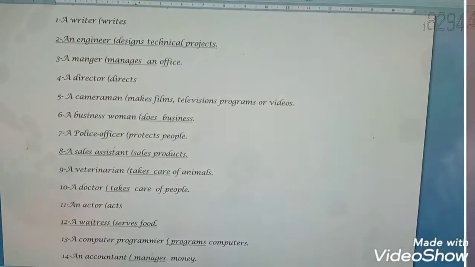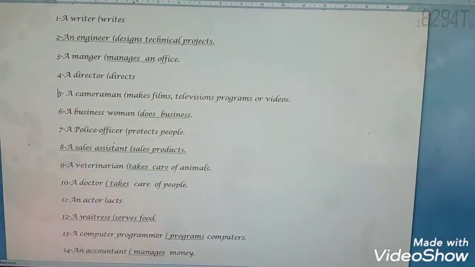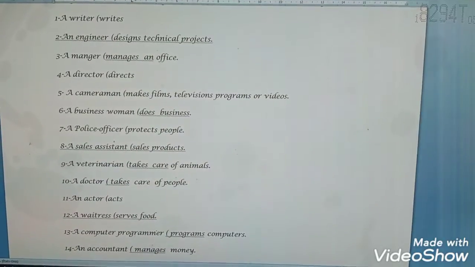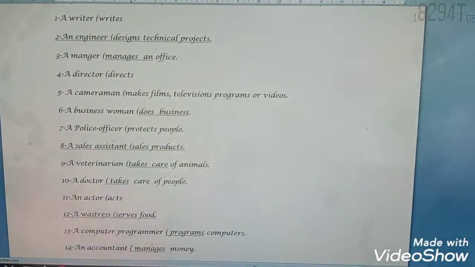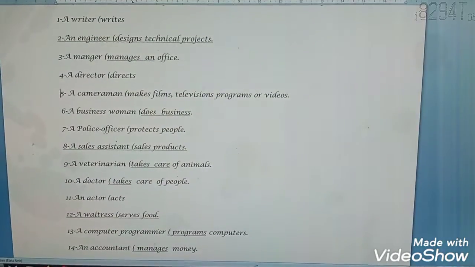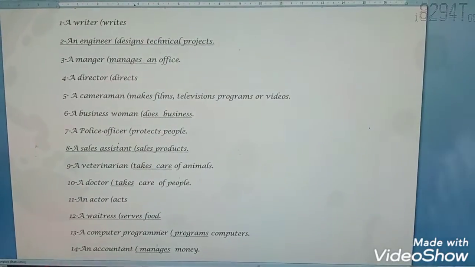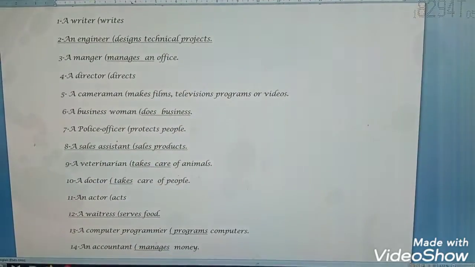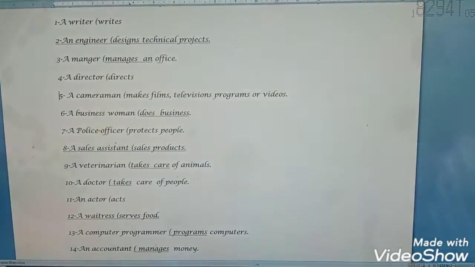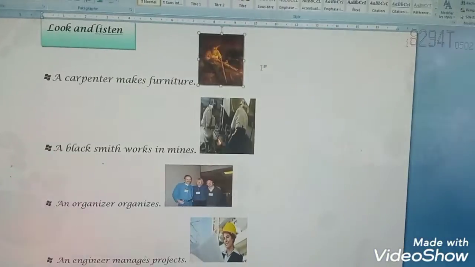So this is the answer. A writer writes, an engineer designs, a manager manages, a director directs, a cameraman makes, a businesswoman does, a police officer protects, a sales assistant sells, a veterinarian takes, a doctor takes, an actor acts, a waitress serves, a computer programmer programs, an accountant manages.